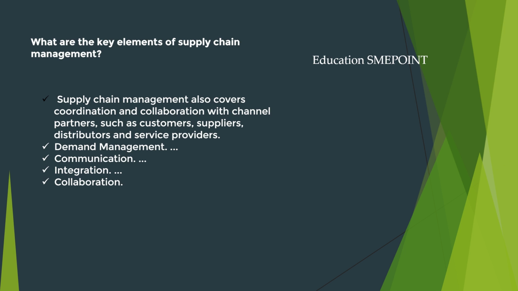What are the key elements of supply chain management? Supply chain management also covers coordination and collaboration with channel partners, such as customers, suppliers, distributors, and service providers. Demand management. Communication. Integration. Collaboration.